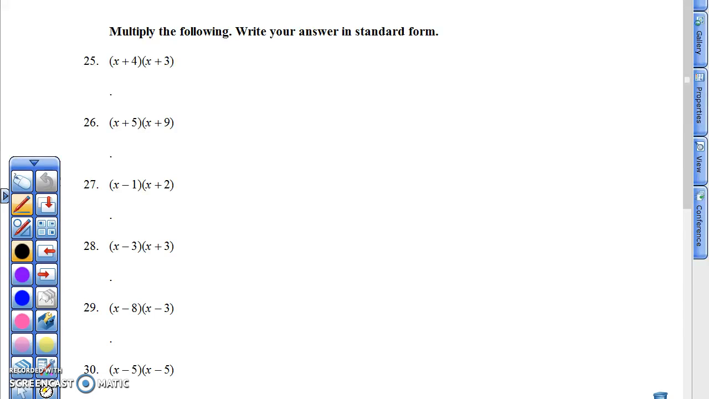Math 2, Module 2, Practice Problems 2.1 to 2.7, questions number 25 through 33, the last page of the review. 25 through 30 are all about multiplying the following. Write your answer in standard form. These are multiplying two binomials. I recommend the box method.